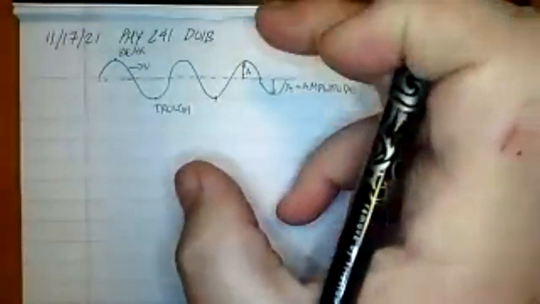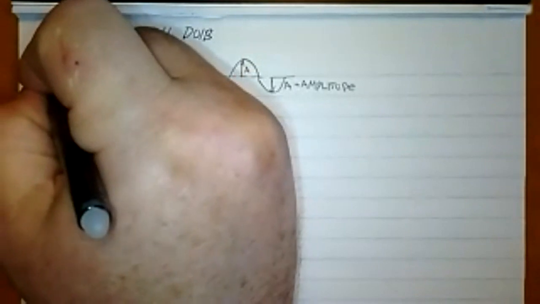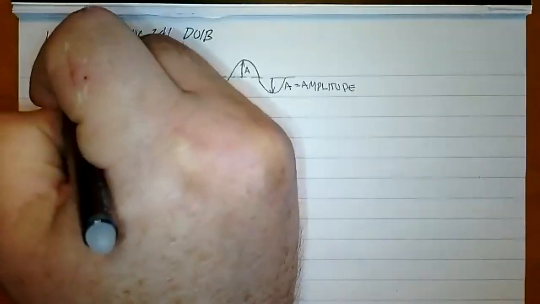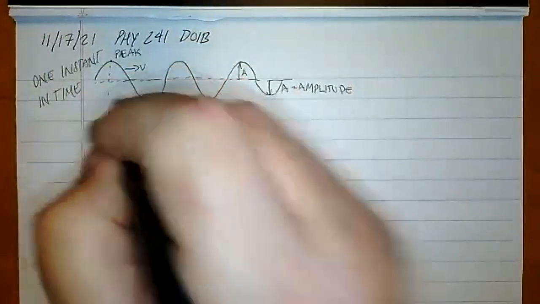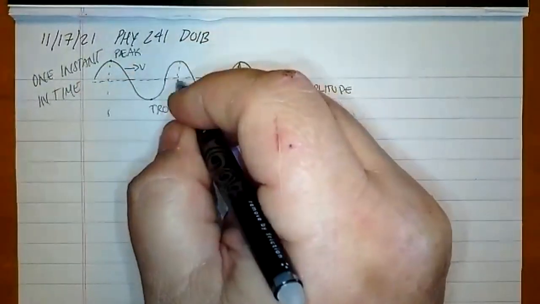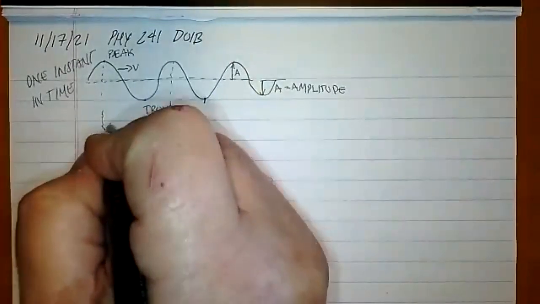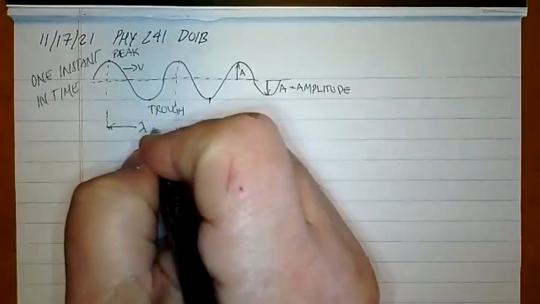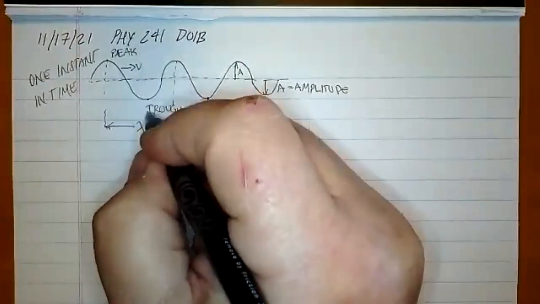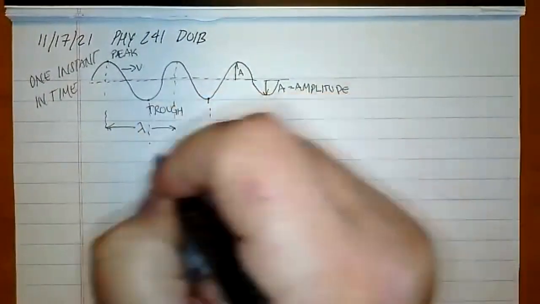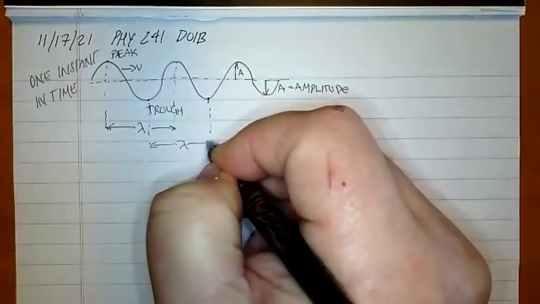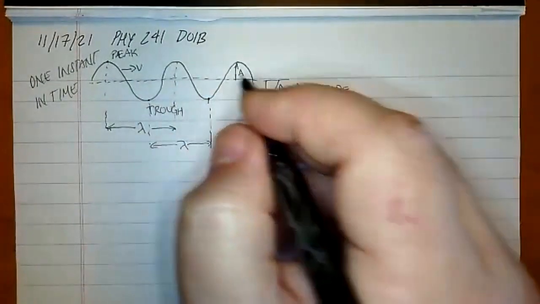Now, as I said, waves repeat themselves in space and time. This is a photograph of one instant in time. At one instant in time, what we've taken is a picture of a wave over a certain space. Therefore, that distance right there is given the Greek symbol lambda. It's the distance from peak to peak, which is the same as the distance from trough to trough. But in actuality, it's the distance from any point to any identical point.